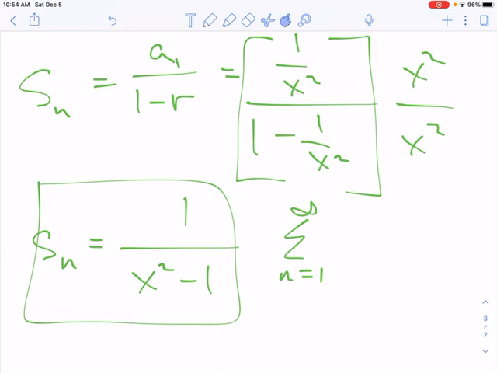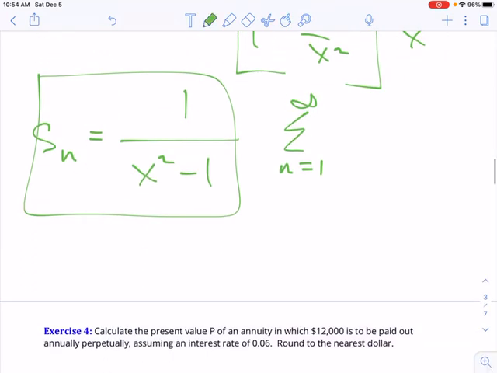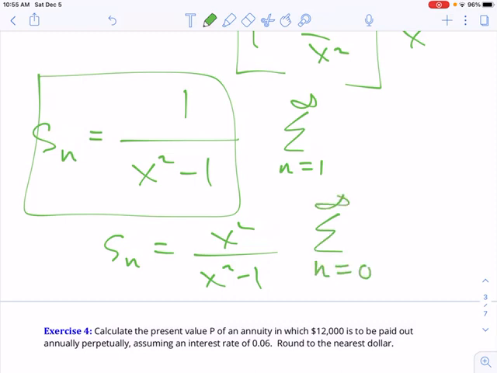The answer that I gave originally in my notes was s sub n was x squared over x squared minus 1. This would have been correct if it started at 0, not at 1. So I hope this resolves some of the issues with why one of the homework problems was not working out correctly.